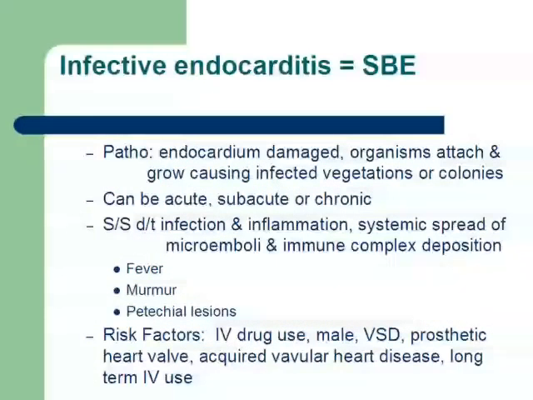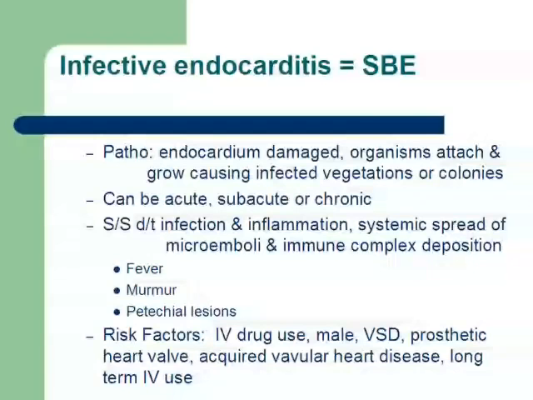Infective endocarditis used to be called SBE, or subacute bacterial endocarditis. There's a flow sheet on page 646 that talks about this. You'll have the endocardium that's damaged. Organisms will attach and grow to the endocardium, which is what forms your valves, and it'll cause what are called infected vegetations, or colonies, on those valves.